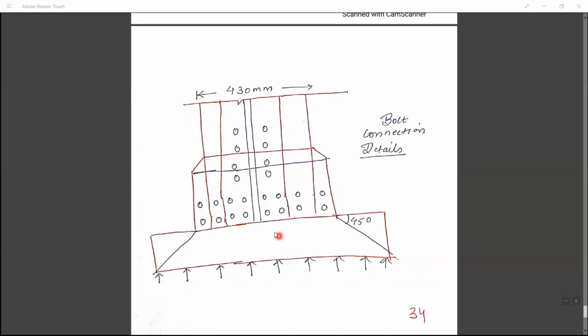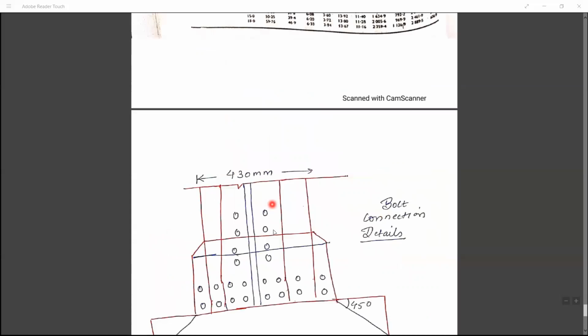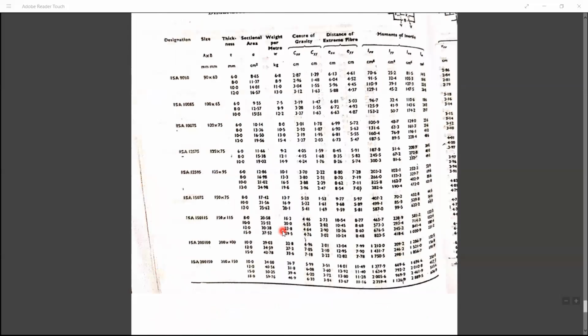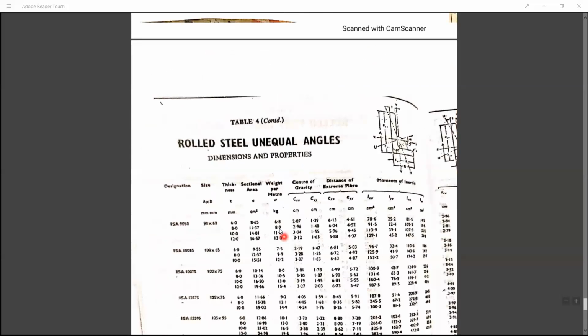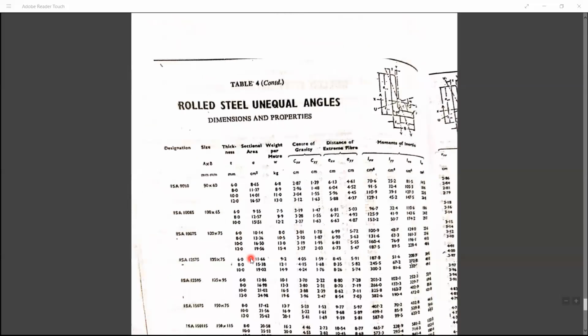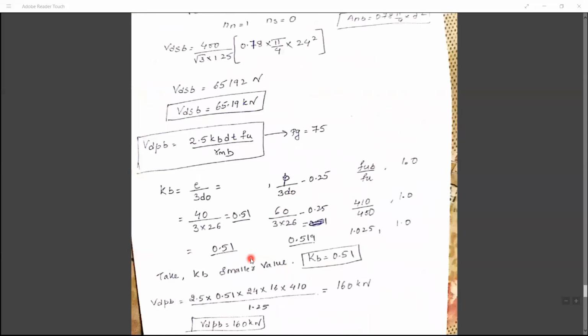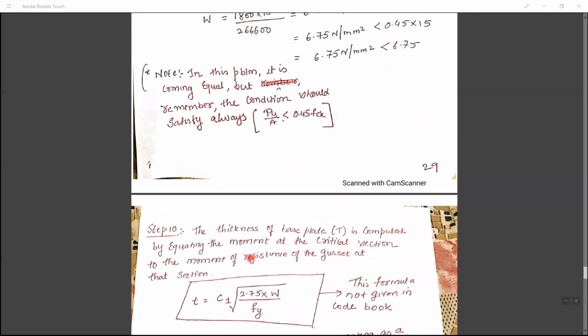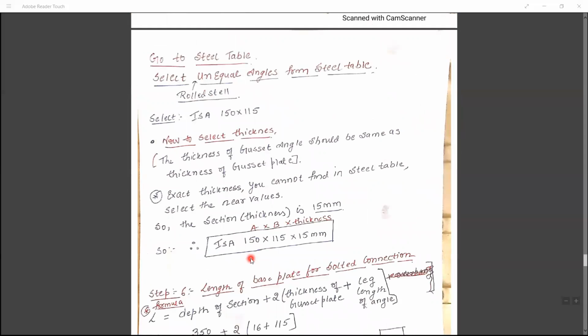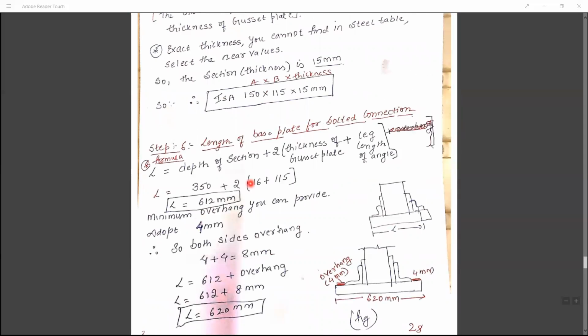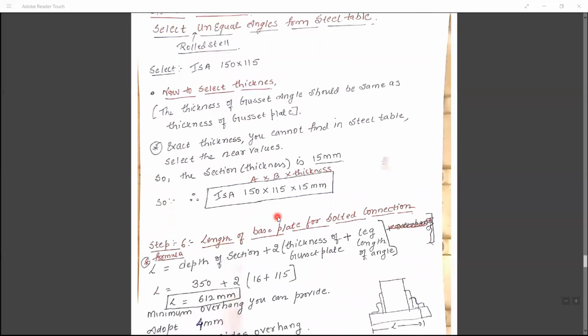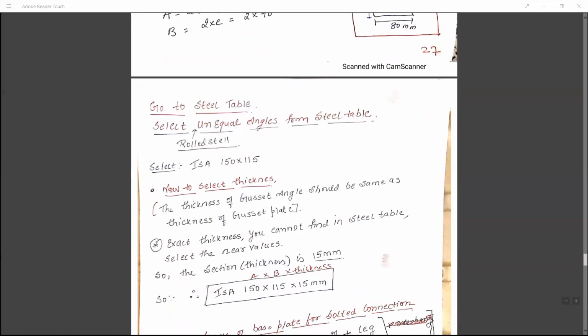You can revise this problem. The detailing part is very important. You should provide detailing after completing the problem. Then only can you fetch the full marks. So everything I have mentioned here, I have given the steel table also, and with respect to that, I have given the figures also. You can just revise this problem. Once you revise this problem, you can understand it very clearly. The only thing to mention is that you need to understand this part, steps 4, 5, 6. These are very important steps. Always you need to remember these steps. Then only can you solve gusset plate problems.